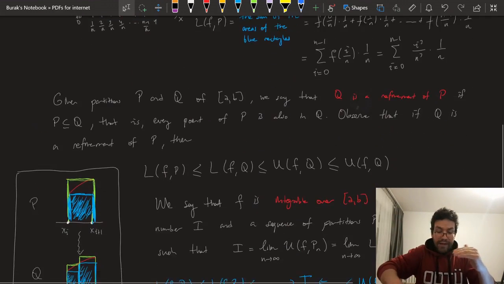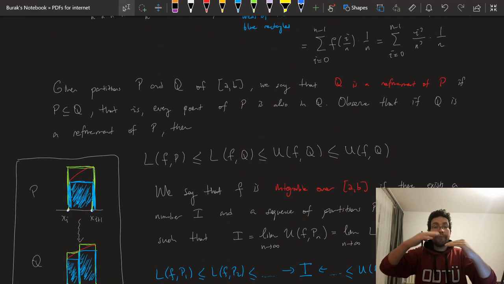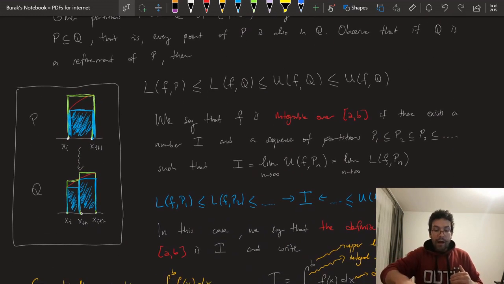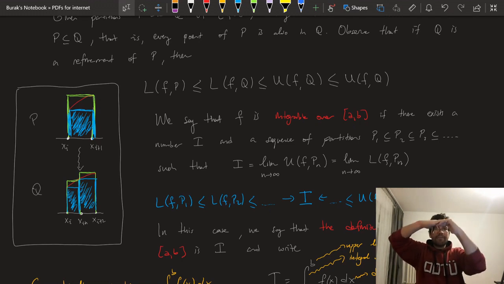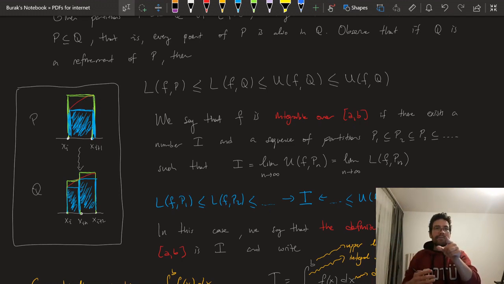But the upper Riemann sums, and this is independent of the partition, this is true for all partitions, and somehow the upper Riemann sums and lower Riemann sums approach the same thing. Well, then that thing has to be the area of that region. Remember what we did in 5.2.